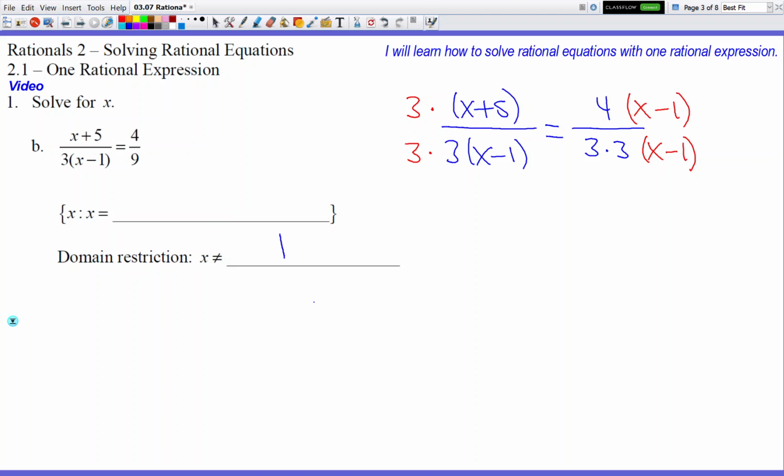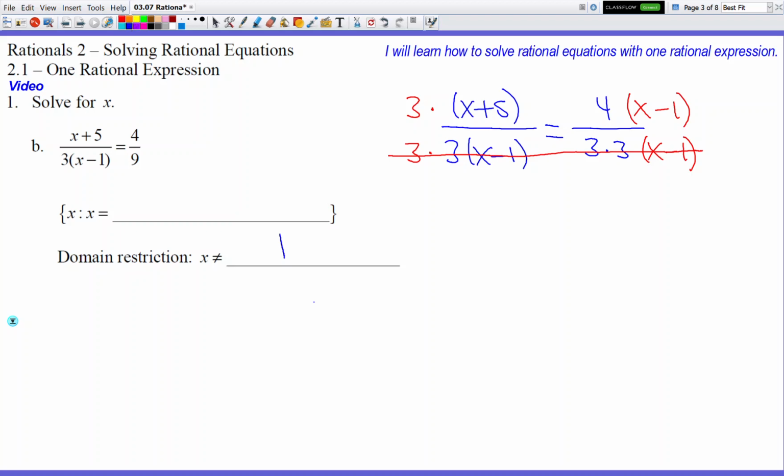Okay, so now everybody has the exact same things on each of the bottoms, right? They both have 2 3s, they both have an x minus 1, they all match. And what's going to happen in this next step? The whole entire bottom is going to get canceled out. So it's kind of like you're multiplying both sides by 3 and 3 and x minus 1. And when you do that, it's going to cancel out all the bottoms.